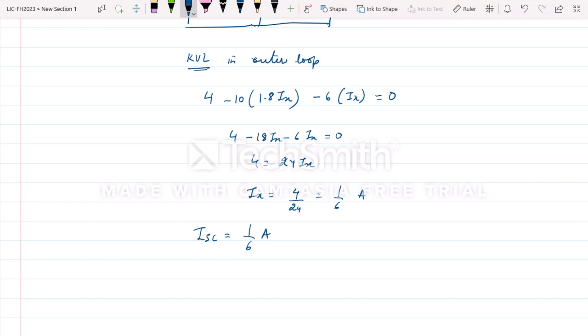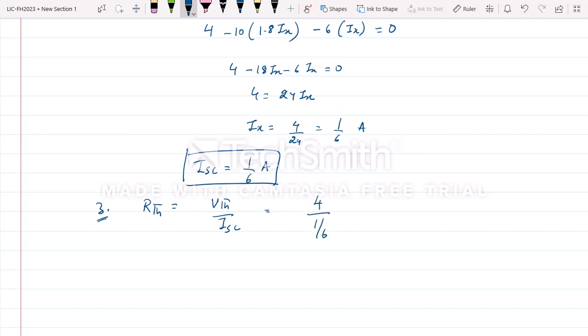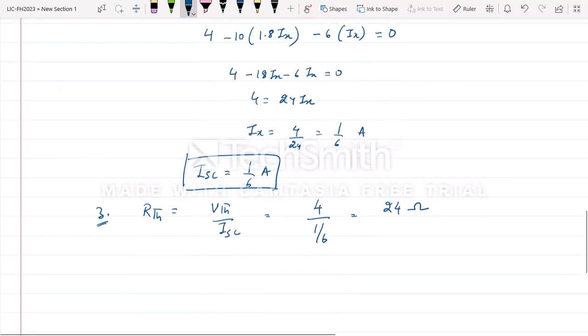So we got VTH is 4 volts and ISC is 1 by 6 amperes. So now we can find out RTH. What will be RTH? RTH will be VTH upon ISC. This is the third step. We got ISC is this. So RTH, VTH is 4 volts, ISC is 1 by 6. So RTH I am getting is 24 ohms. Right? Now RTH we got.